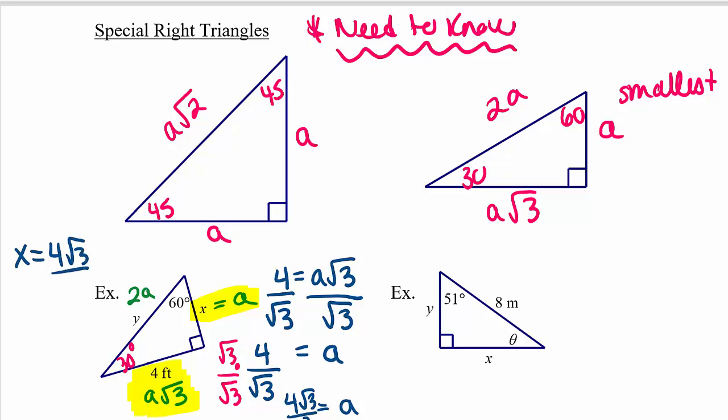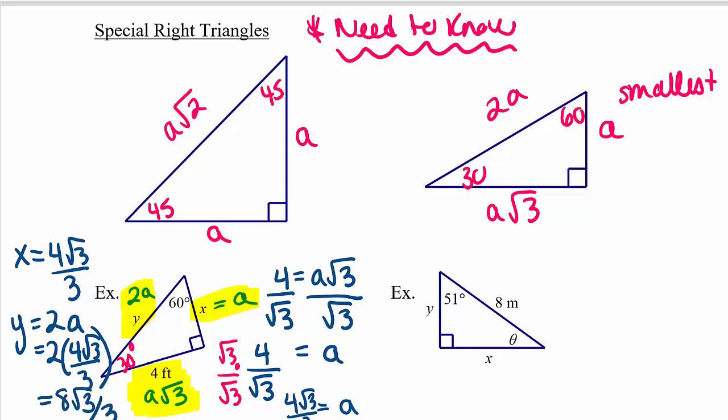root 3 over 3. We also have identified that y is equal to 2a. So if y is equal to 2 times a, if I plug in my value for a, which is 4 root 3 over 3, and simplify, that simplifies to be 8 root 3 over 3. And now we have all angles and all lengths of the sides. And we did that by applying our knowledge of special triangles.